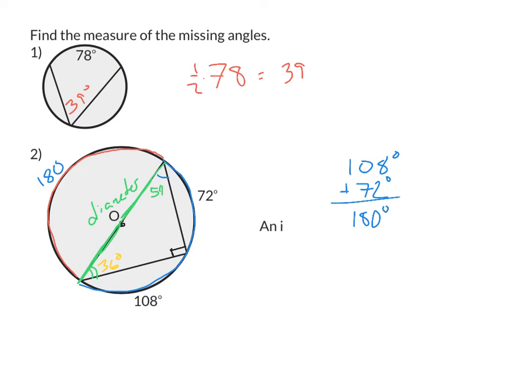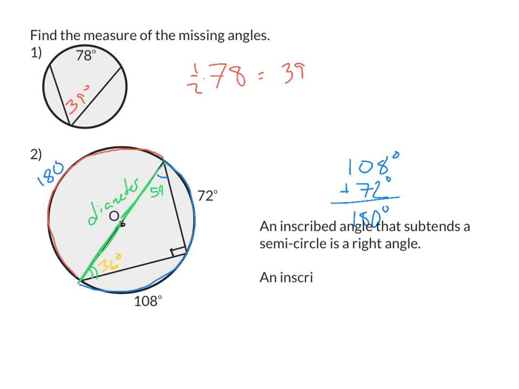An inscribed angle that subtends a semicircle is a right angle. Or another way to say that: an inscribed angle that has endpoints on a diameter is a right angle.